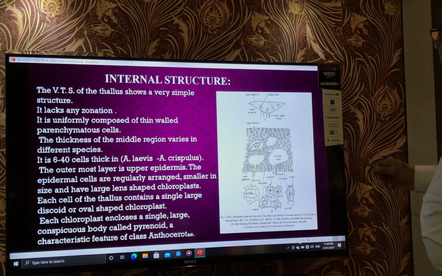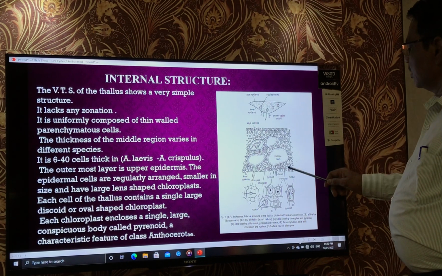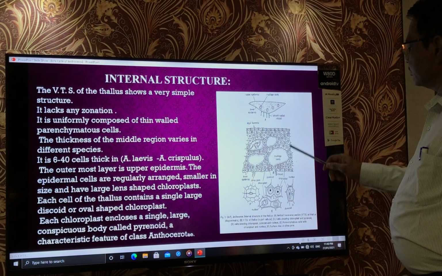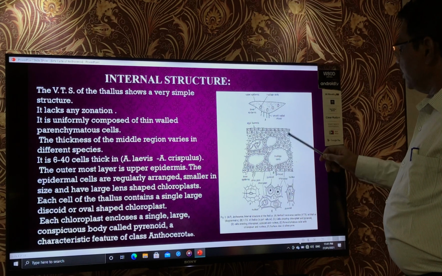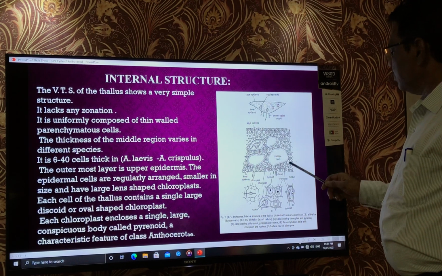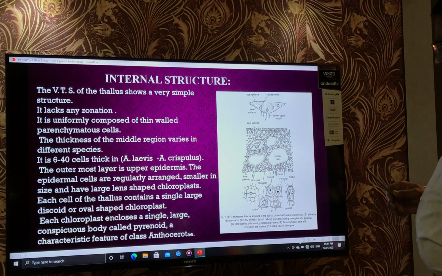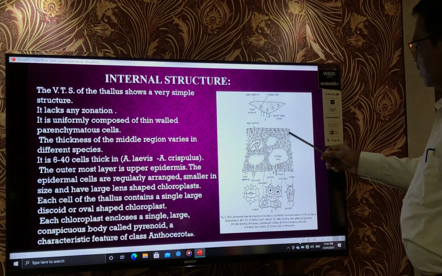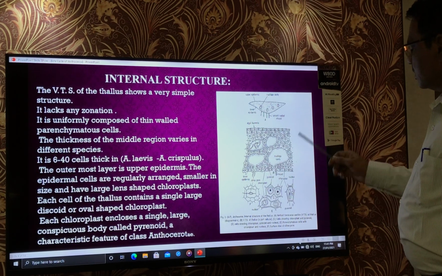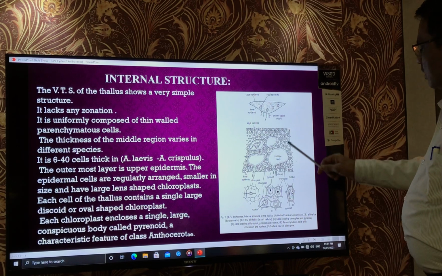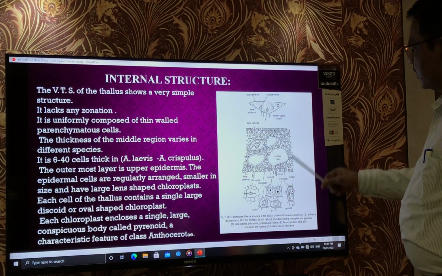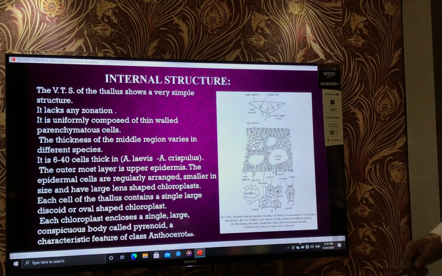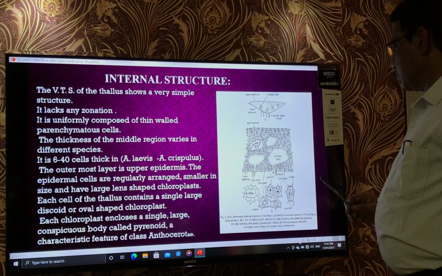Now all the cells of this thallus are performing the function of photosynthesis, and at the same time the food material is also stored. So each and every cell performs both the function of photosynthesis as well as storage.